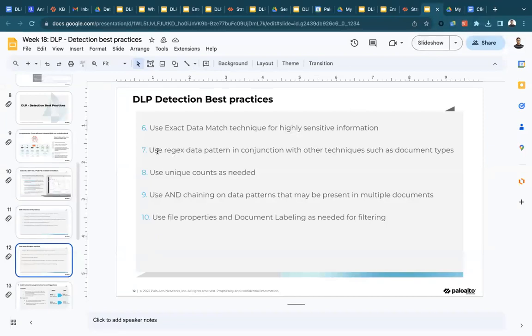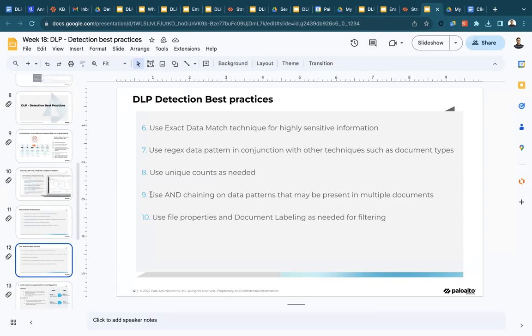And then we spoke about number 7 at length, using a regex data pattern in conjunction with other techniques such as document types. We also saw unique counts similarly. Whenever you see unique count happening for a particular data pattern, you can say 5 different AWS keys or 5 of the same AWS key, whatever you consider, based on your DLP program, as something that's worth blocking or quarantining, as an example.